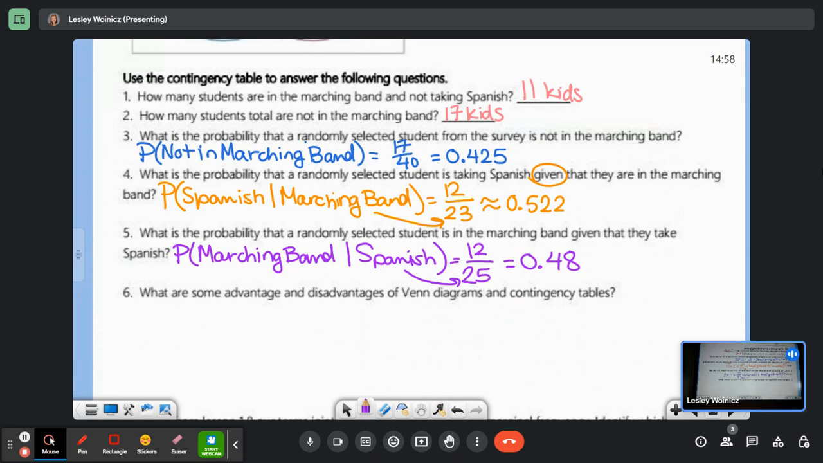All right, what are some advantages and disadvantages of Venn diagrams and contingency tables?